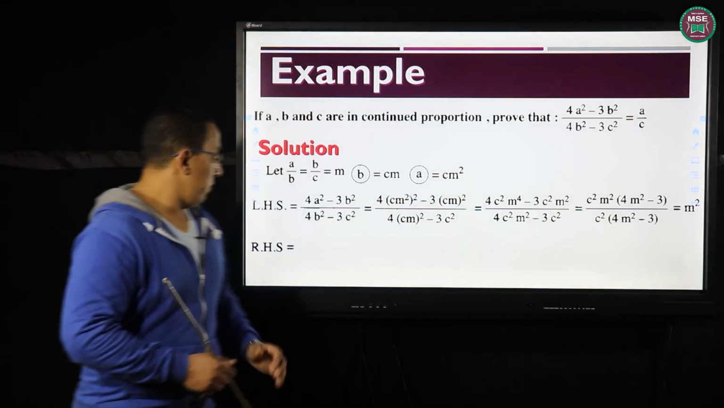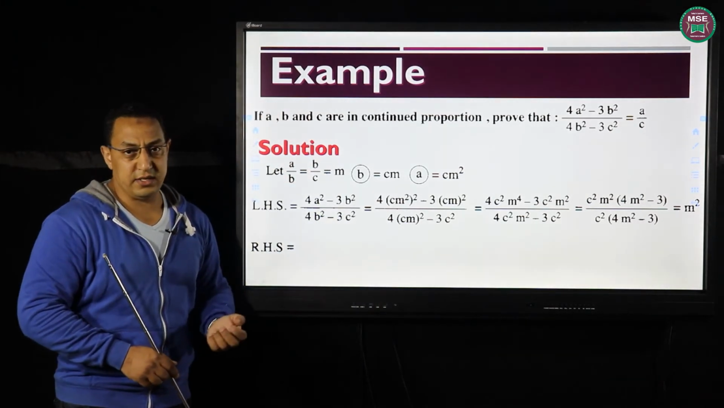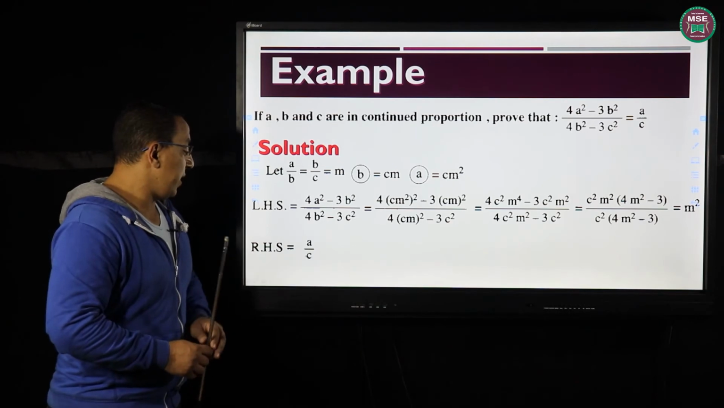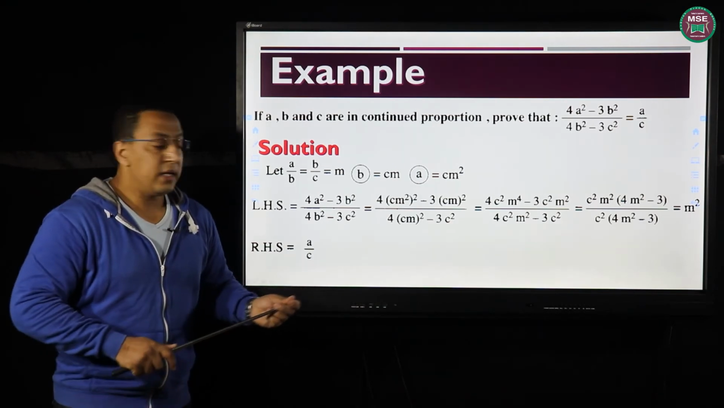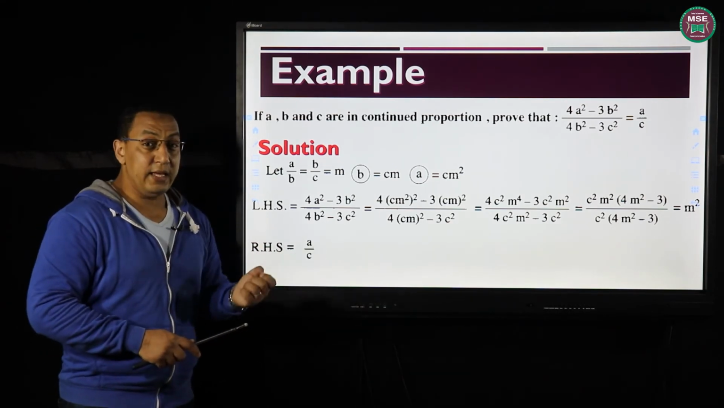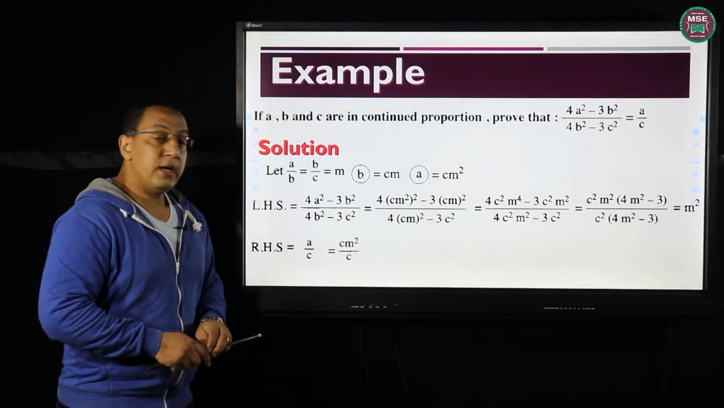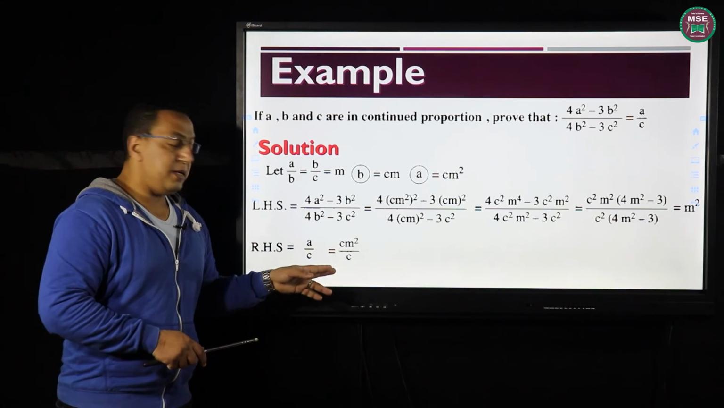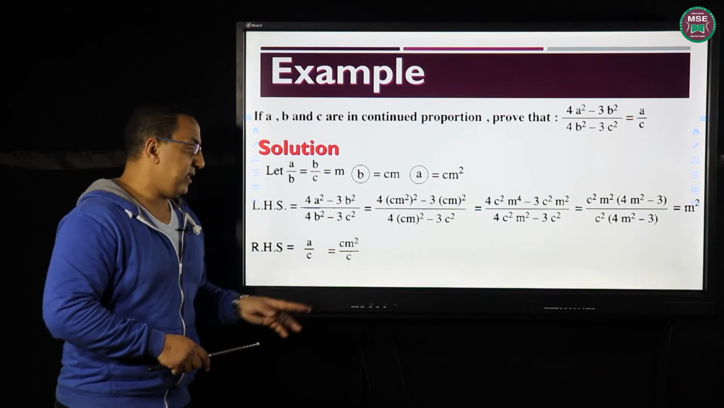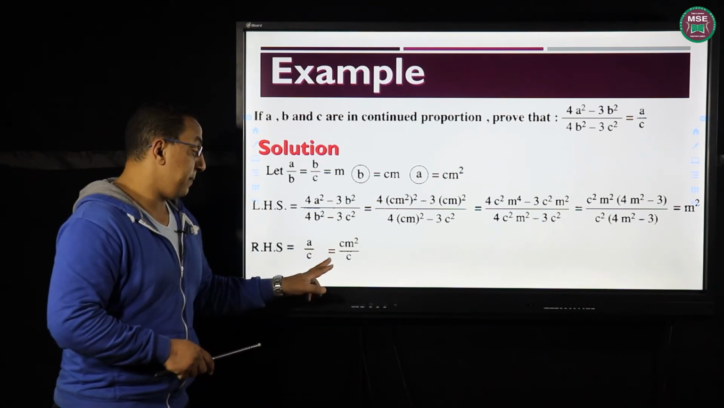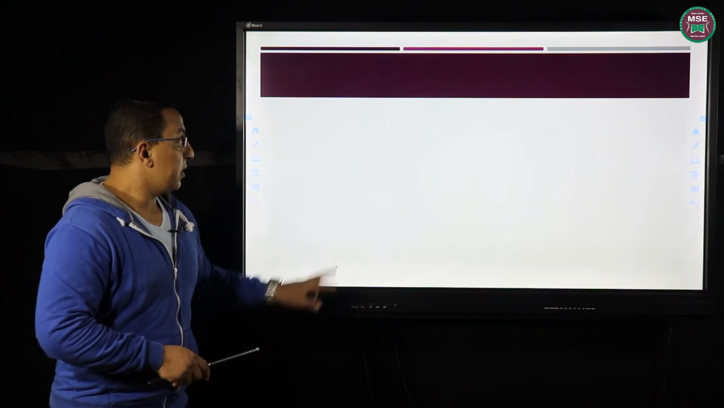Now I'm going to start the right hand side. The right hand side equals A over C. So in A over C, I'm going to replace A with CM power of 2. It will be CM power of 2 over C. I'm going to cancel C with C. It will be M power of 2. Finally, okay.